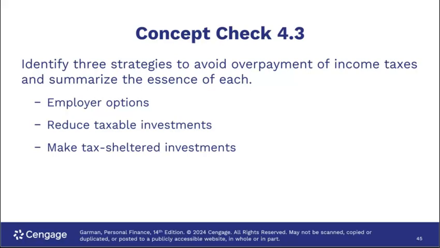Make tax sheltered investments. Shift your investments to tax exempt, buying municipal bonds. So that is the end of chapter 4.